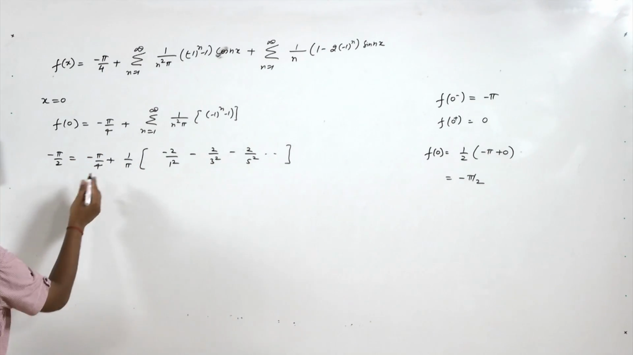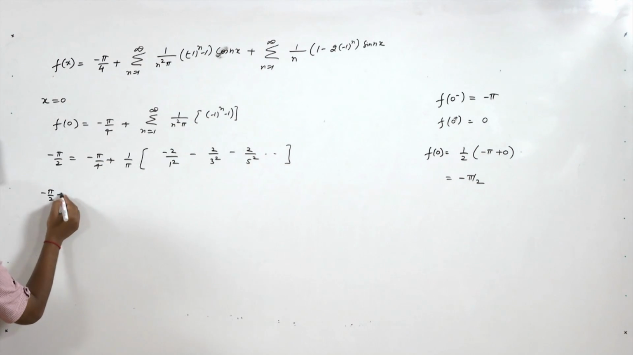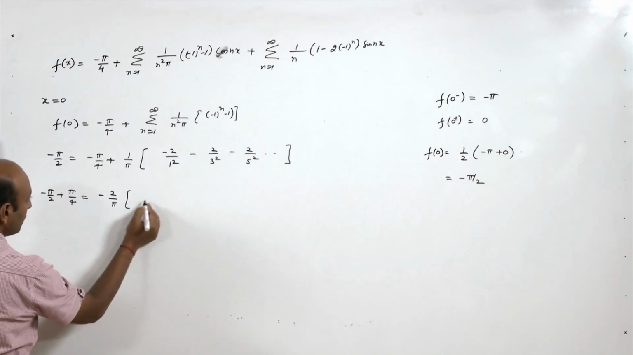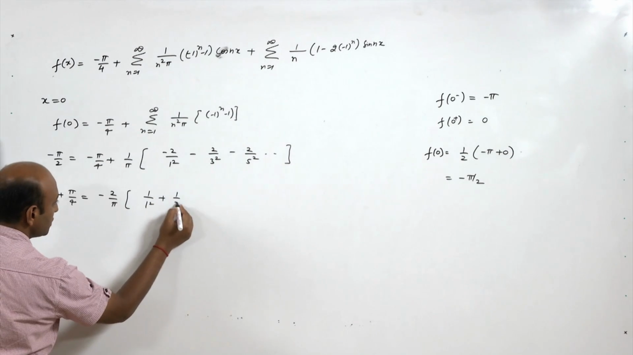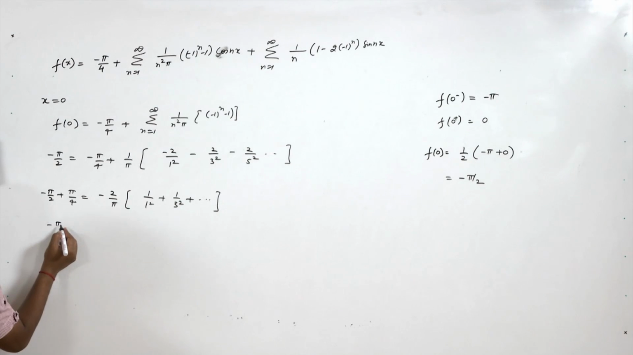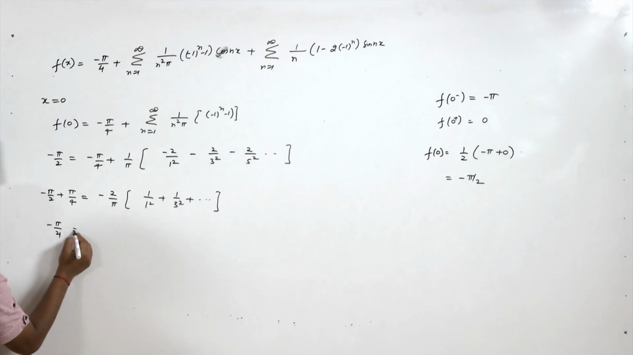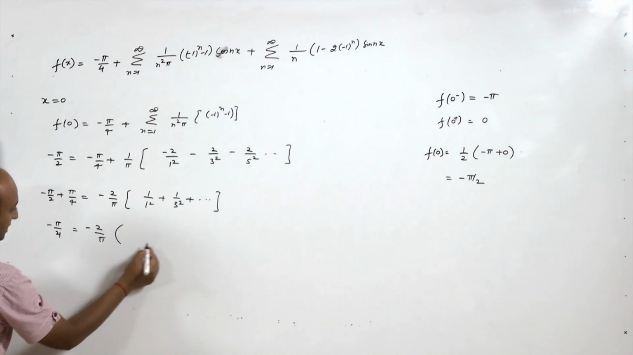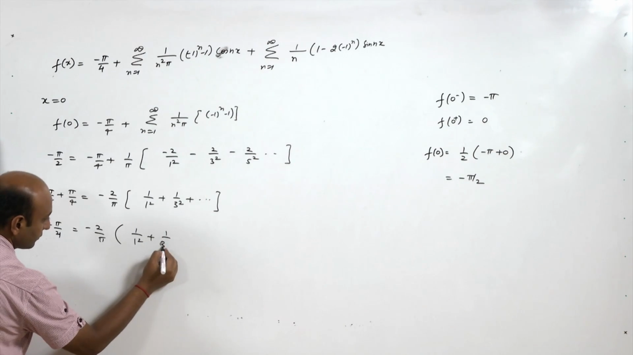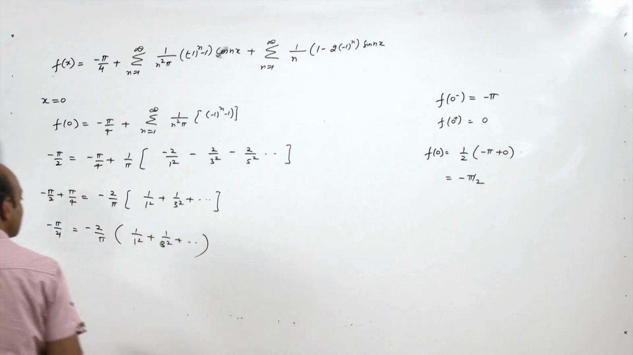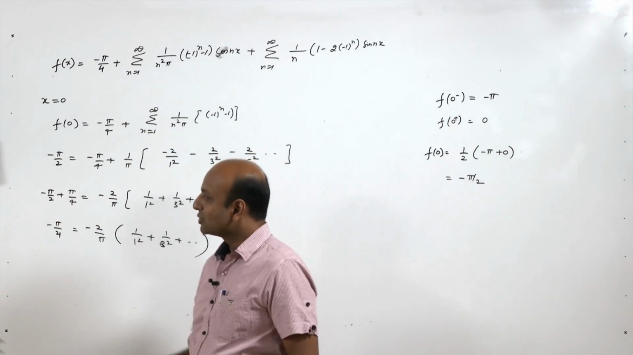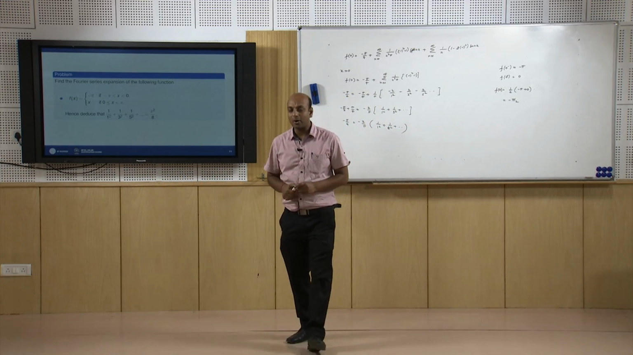So, when you simplify this, minus pi by 2 plus pi by 4 is equal to minus 2 upon pi into 1 upon 1 square plus 1 upon 3 square plus 1 upon 5 square and so on. So, minus pi by 4 is equal to minus 2 by pi into this expression. Hence the value of this expression is pi square by 8. So, hence we obtain the required result.